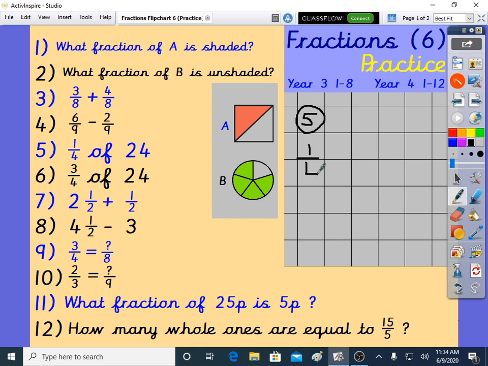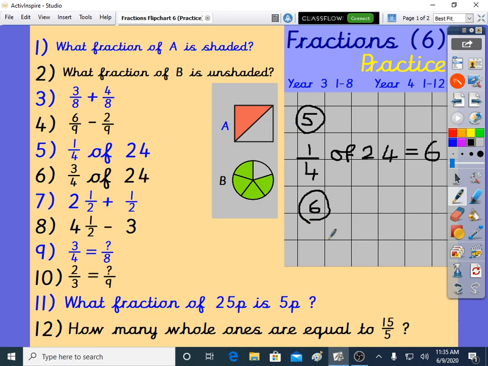I'll just write the question. You should as well. 1/4 of 24. I'm going to sing my 4s up to 24 to find out how many 4s fit into 24. 4, 8, 12, 16, 20, 24. I sang that on my fingers. And my finger said 6. Because 1/4 of 24 is 6. It's the same as 24 divided by 4. So if you know division, it will help you a lot with your fractions.